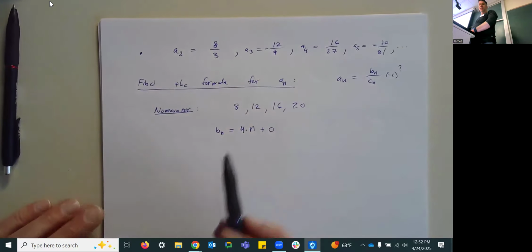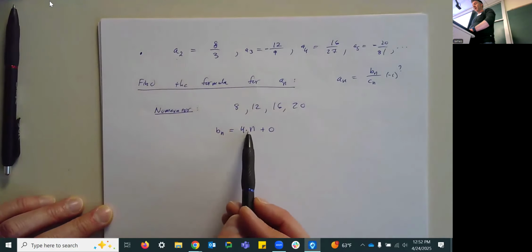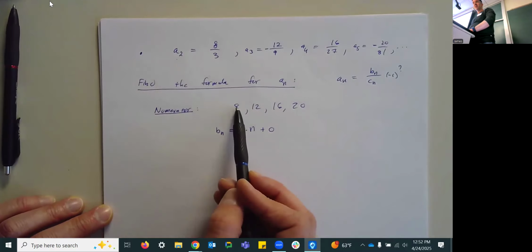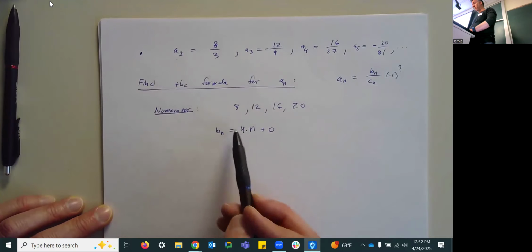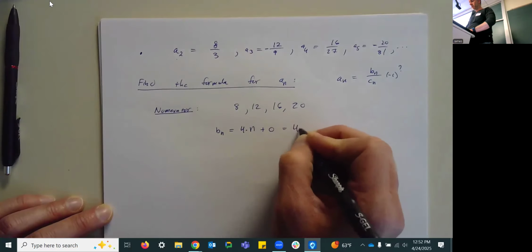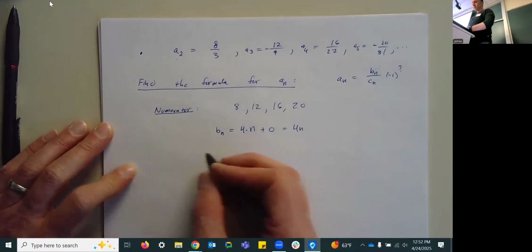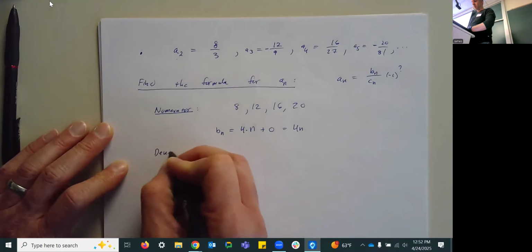But since we're starting at A sub 2, if I plug in n equal to 2, I exactly get 4 times 2 is 8. And then if I plug in n equal to 3, I get 4 times 3 equals 12. So in this case, my B sub n is just 4n. Should have made it harder. Oh well, I didn't mean to make it not hard, but sometimes it happens that way. Let's look at what's happening with the denominator.